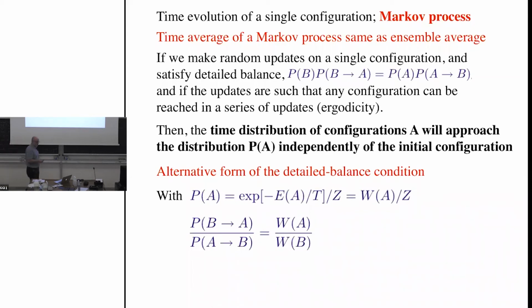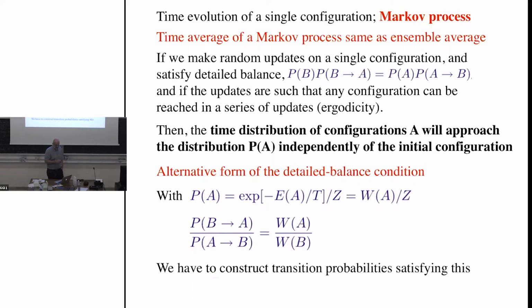So for a given model, we know these W's, right? But we have to specify the transition probabilities so that this condition is fulfilled. Well, at first sight, maybe that seems difficult, but it's actually very easy.